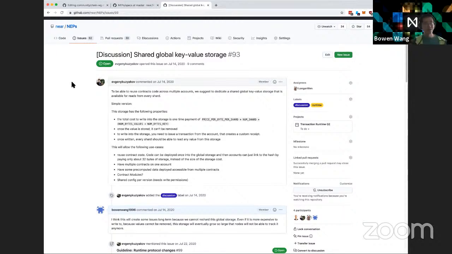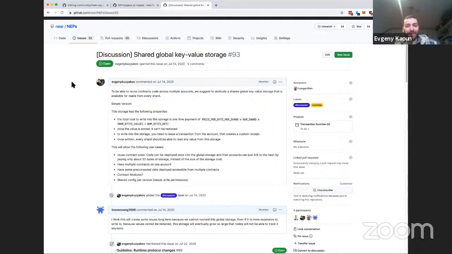I'm not sure. I don't know Ethereum very well. If there are no such cases on Ethereum, then maybe it won't happen on Near, at least in the short term, because they probably won't just invent that kind of use case out of nowhere.